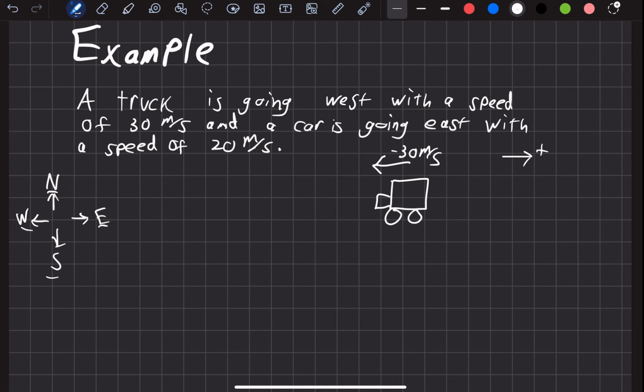And then we have a car going east with a speed of 20 meters a second. So here's our smaller car, and it's going to the east or to the right, 20 meters per second. And there you go. And we have completed the task. We have drawn two, which is multiple objects, and represented their initial velocities with vectors.